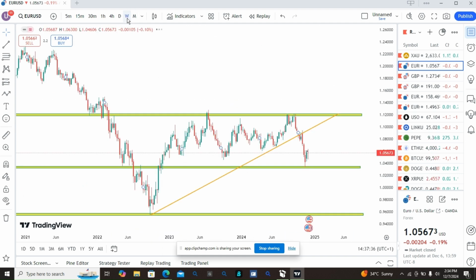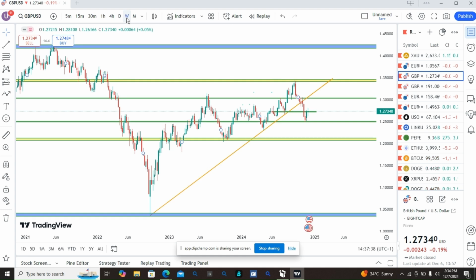So next pair on the list is GBP USD. GBP USD on a weekly time frame has also touched the weekly support level and is trying to retrace back to where? To this zone. This is where this price is coming. So the question is, how do we take advantage of this short buy to this zone? Let's go to daily time frame and find out.